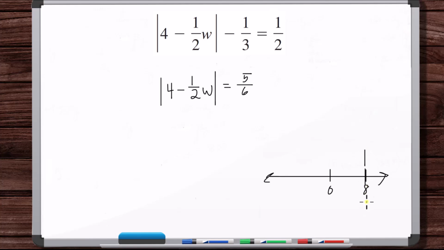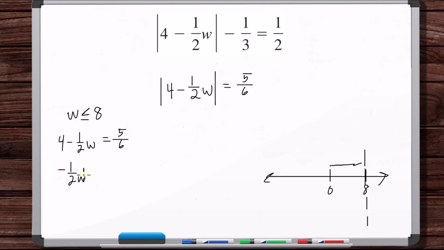Okay, so, all right. If w is less than or equal to 8, then it's going to be positive or 0. So w is less than or equal to 8. Then we just remove the absolute value.